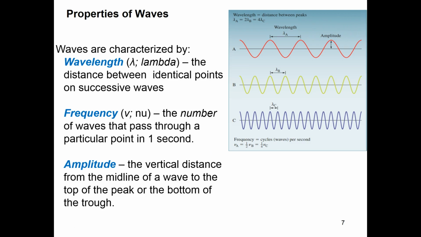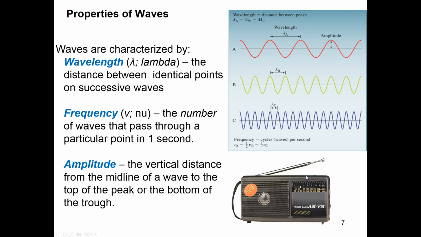Amplitude is the vertical distance from the midline of a wave, the top of the peak, or the bottom of the trough, the depression. As we're going to be talking about light, we're going to be talking about wavelength, lambda, and frequency, nu. And you've actually heard of AM and FM frequencies on the radio dial, which refer to amplitude modulation and frequency modulation.